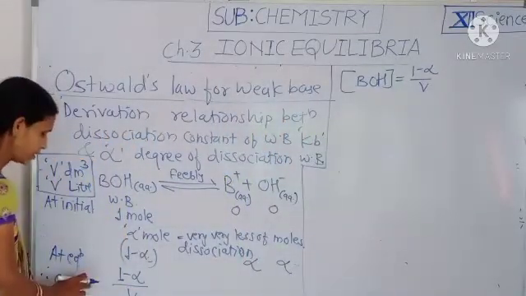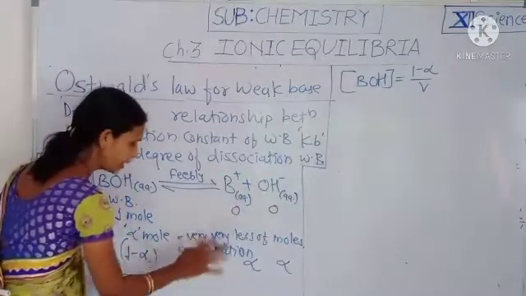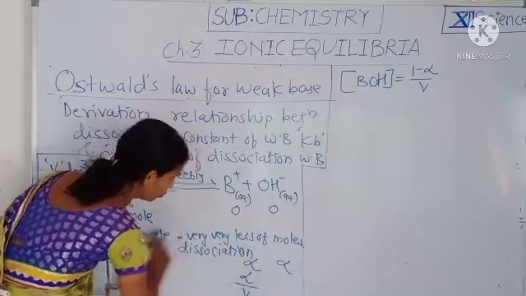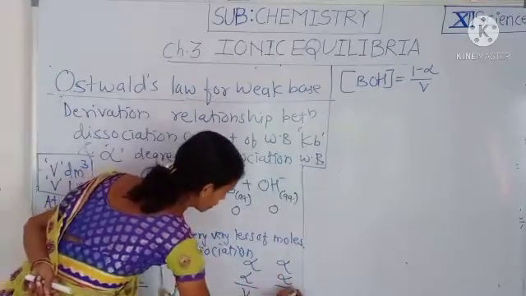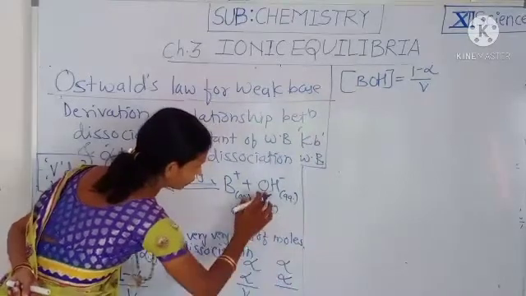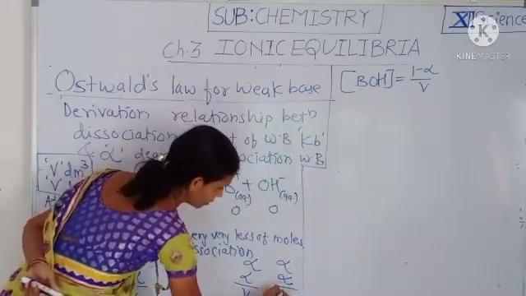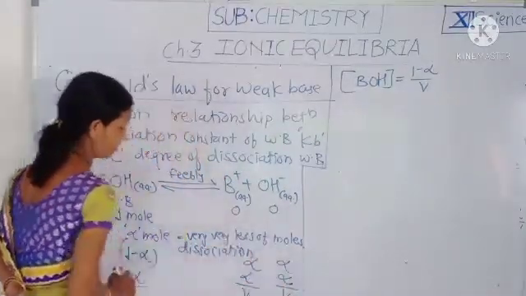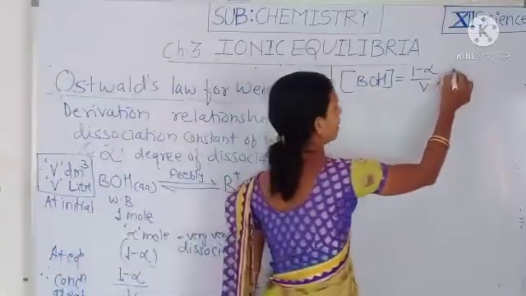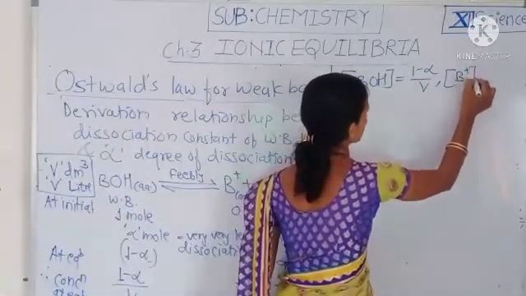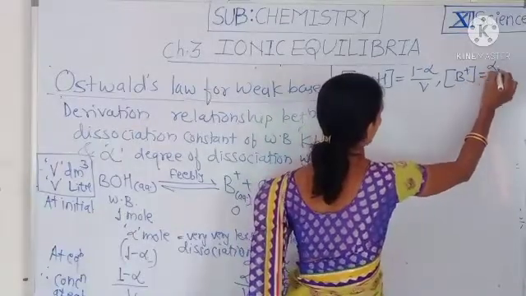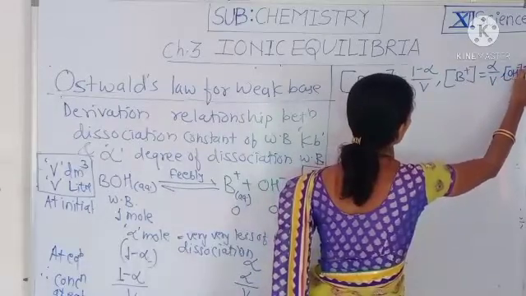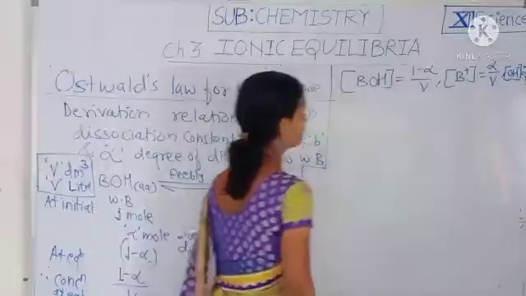Similarly, we can write the concentration of B plus at equilibrium. At equilibrium, alpha moles are there in V dm cube of solution. Similarly, the number of OH minus ions is alpha. Therefore, the concentration of B plus is alpha upon V, and the concentration of OH minus ion is also alpha upon V.